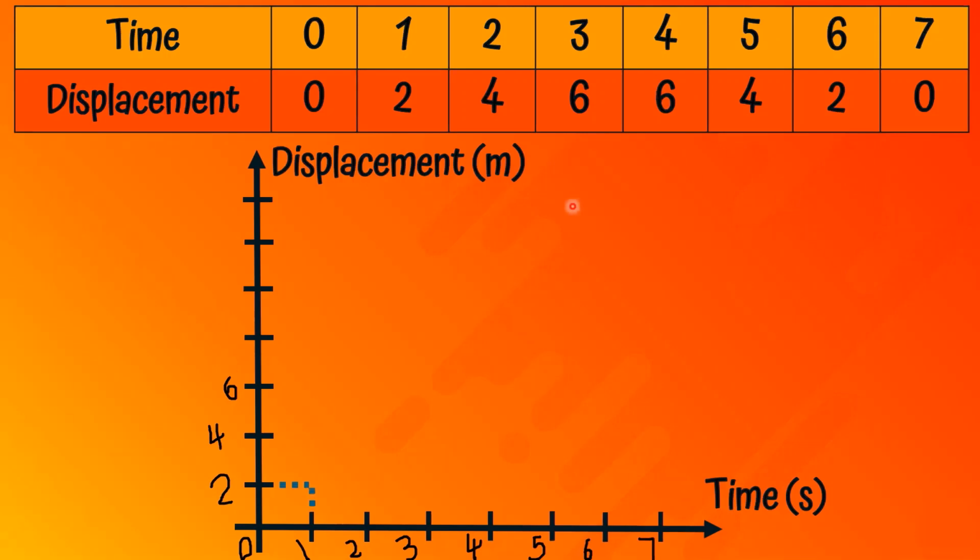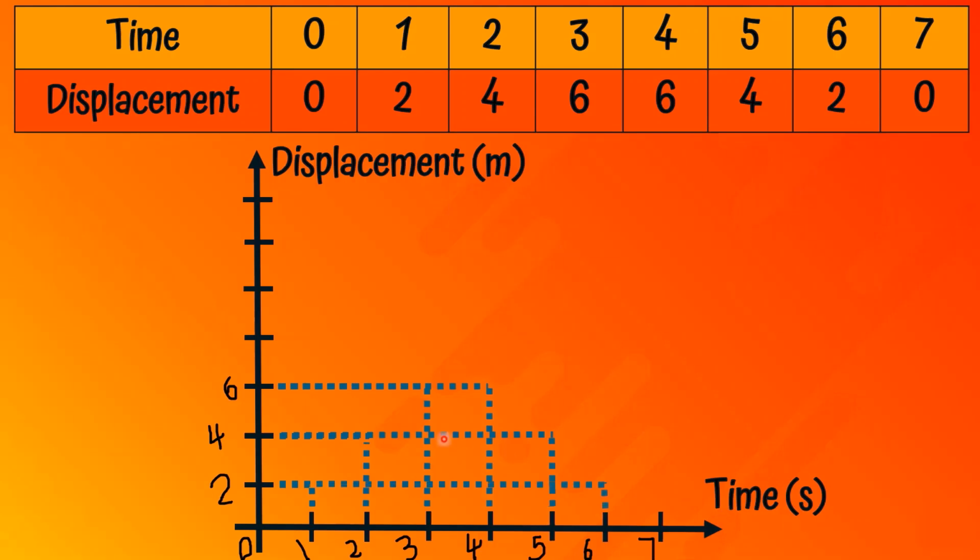Let's see. In 0 seconds 0 meters, so it is there, and in 1 second 2 meters, and 2 seconds 4 meters, 3 seconds 6 meters, and also in 4 seconds 6 meters. So here, and in 5 seconds 4 meters, it's increasing, then at rest, and again decreasing. In 6 seconds 2 meters, and in 7 seconds 0 meters. So the graph is a line rising from 0 to 6, then a straight line, and again it's decreasing.